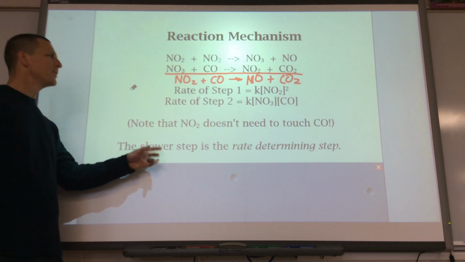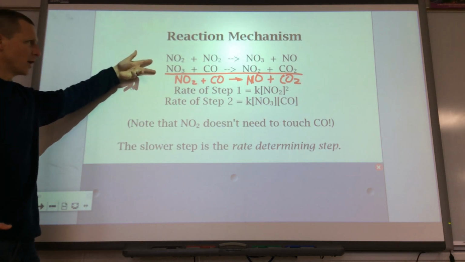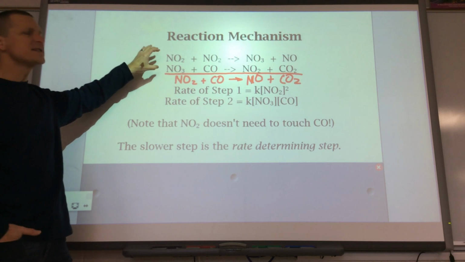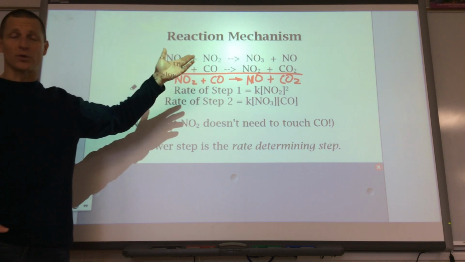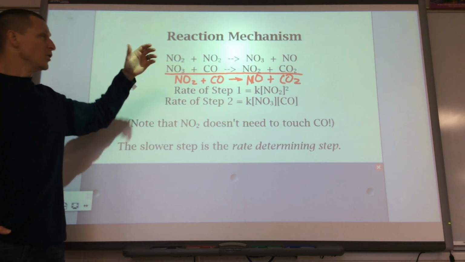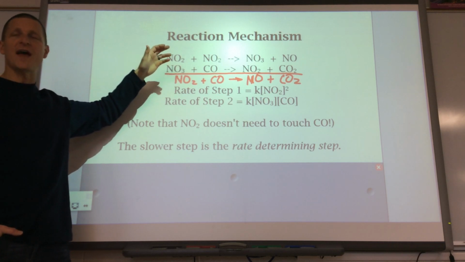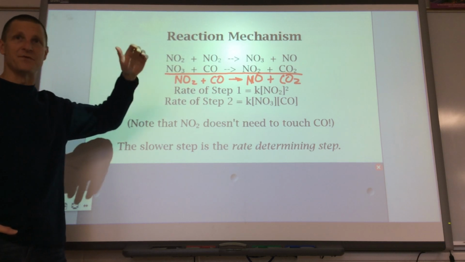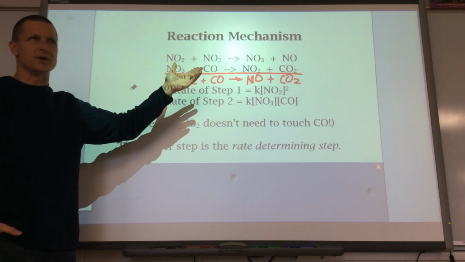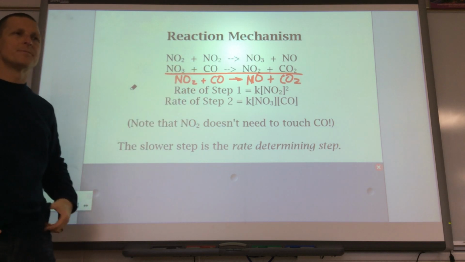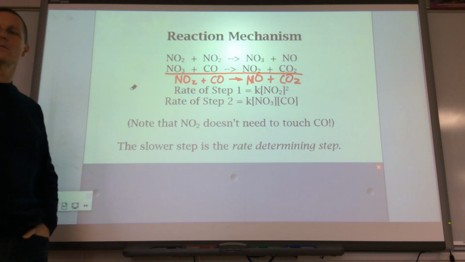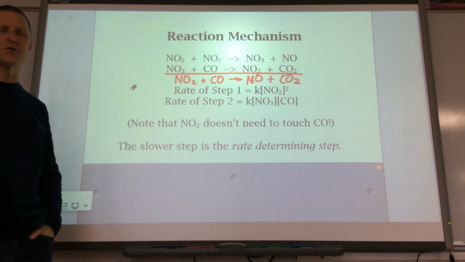The rate determining step. When we have our mechanism broken up into the two elementary steps, the one that's slower dictates how fast the whole reaction is. One step might be really, really fast, but if your rate determining step is very slow, that means the whole reaction is going to be very slow. So the rate law is based on the slow step, always.